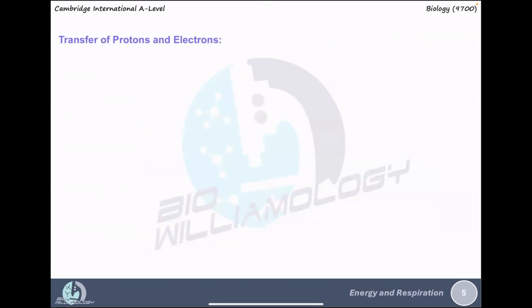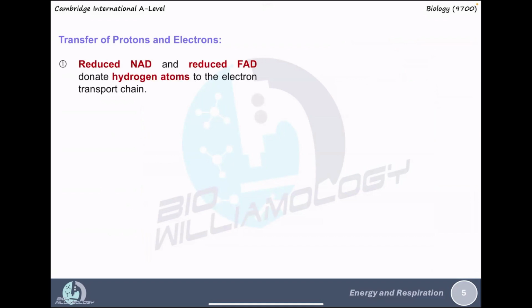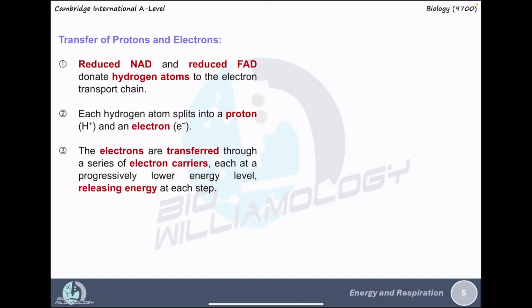So as we know, the entire process of oxidative phosphorylation consists of two main stages. The first stage is the transfer of protons and electrons. First of all, reduced NAD and reduced FAD donate hydrogen atoms. Be careful, hydrogen atoms, not protons, okay, to this electron transport chain. And this hydrogen atom splits into protons and electrons, and this electron has a high energy level. So these electrons are transferred through a series of electron carriers that form the electron transport chain.